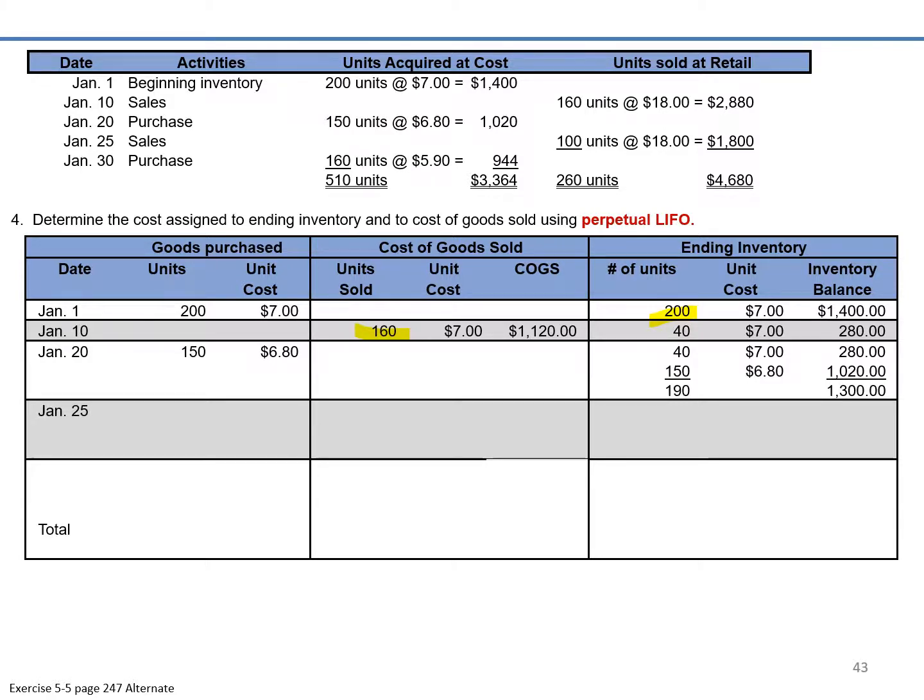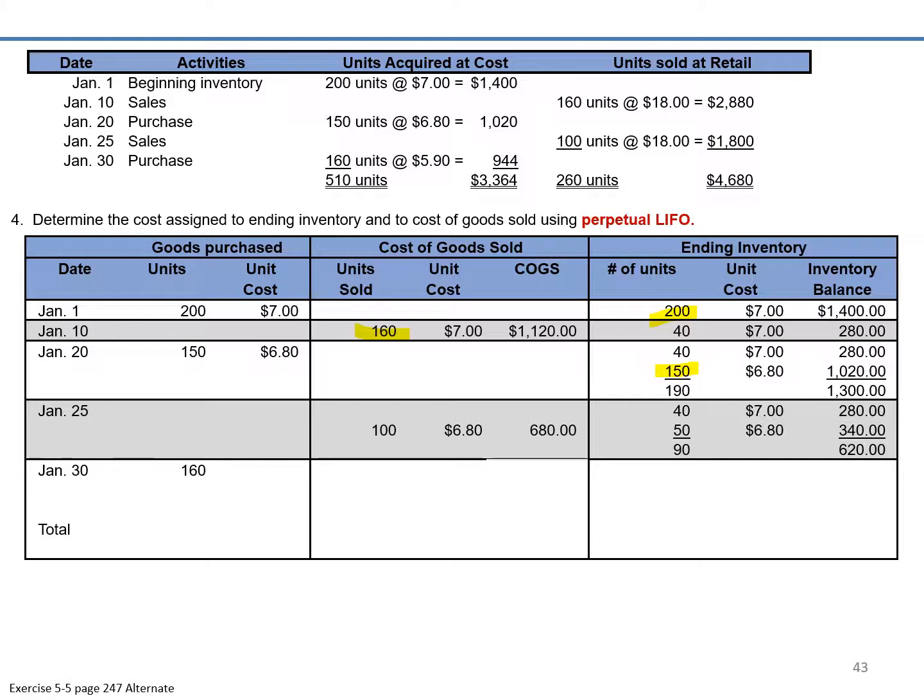Then on January 25th, I sell 100 units. So last in, first out, I'm going to sell all 100 units from my $6.80 price point. So then I have 50 of those left, plus 40 from my beginning inventory at $7 for a total ending inventory of 90 units and $620.